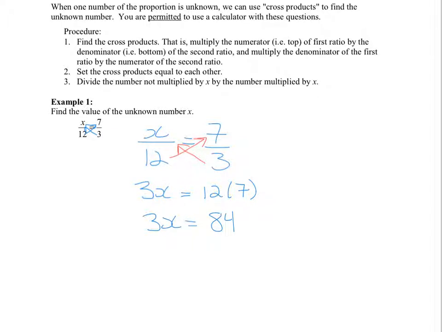Now, the last step is we need to divide. So we divide by whatever is attached to x. When you cross multiply, you're going to eventually be dividing by that number. So 3 is attached to x, so we're going to divide by 3, but we have to divide both sides by 3. Then 3 divided by 3 is just 1, and we don't write 1x because 1 times x is just x. So we get x equals, and then 84 divided by 3 is 28 if you do that on your calculator.